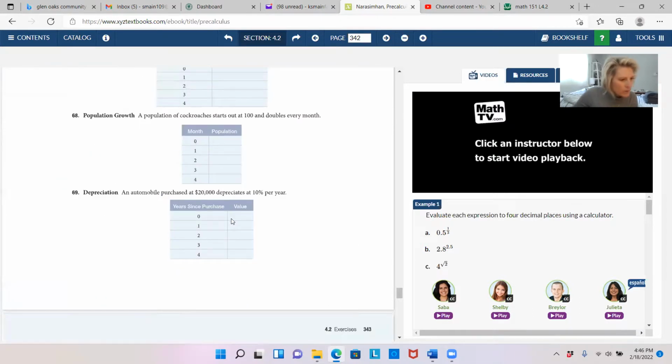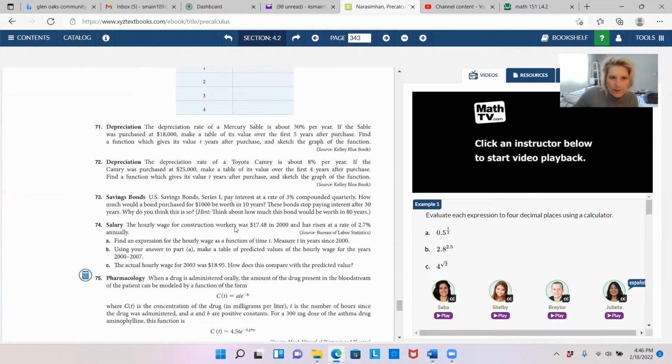It says the depreciation rate of a Mercury Sable, which is a car that we bought when I was first married, is about 30% per year. If the Sable was purchased at $18,000, so we started at $18,000 and it's losing 30% per year. I'm going to write that down. Make a table of its value over the first 5 years after purchase. Find a function which gives its value T years after purchase and sketch the graph of the function.